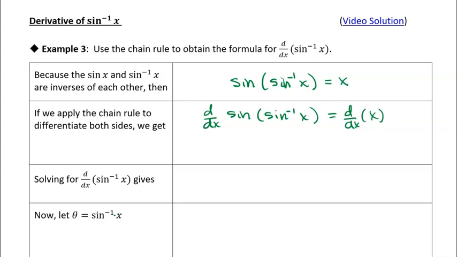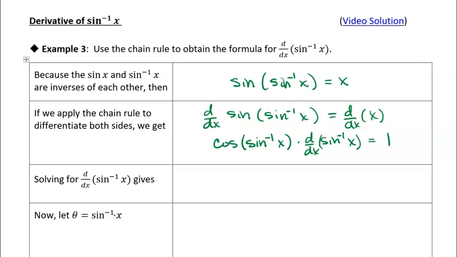So the derivative of sine is cosine. So we're going to have cosine of the inverse sine of x. And then we have to multiply by the derivative of the inside, so multiply by d/dx of the inverse sine of x, which is what we were trying to find. And then that's just going to be equal to 1.